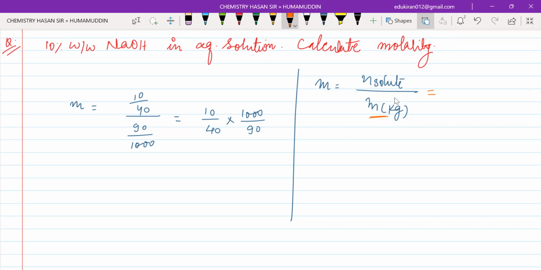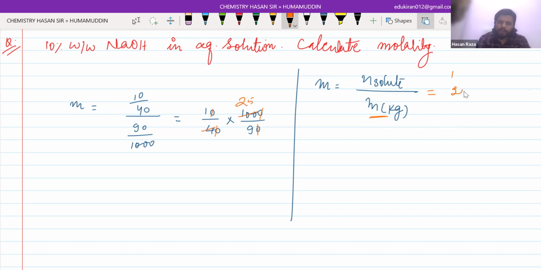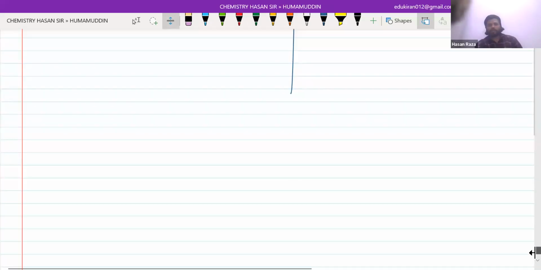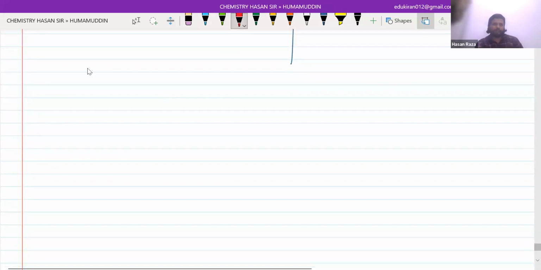25/9. Okay, number of moles, you can see this and this will be cancelled, this will be cancelled, and this will be cancelled by 25. So the answer is 25/9, right? Yes, sir. Now the last concentration term is here, that is normality.